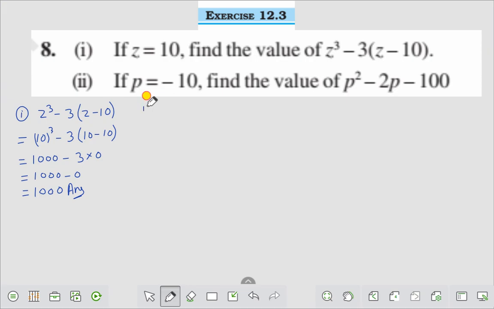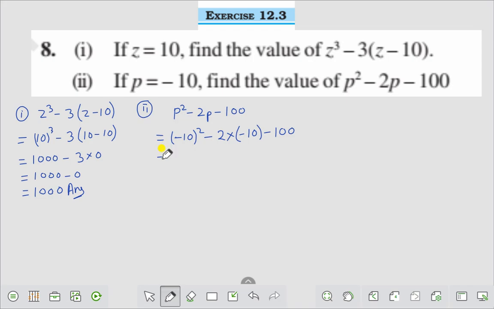2. If p is equal to minus 10, find the value of p square minus 2p minus 100. That is the value of p square minus 2p minus 100. That is equal to p square is minus 10 whole square, minus 2 into p. The value of p is minus 10, minus 100.